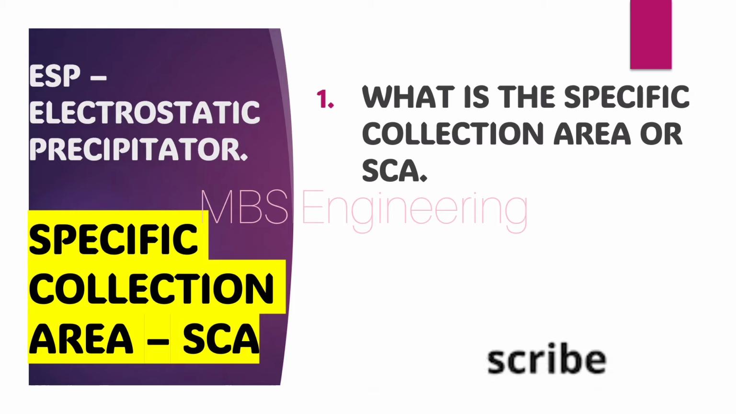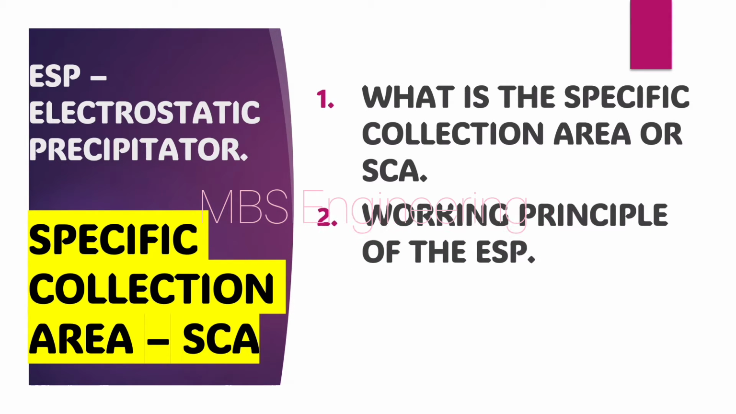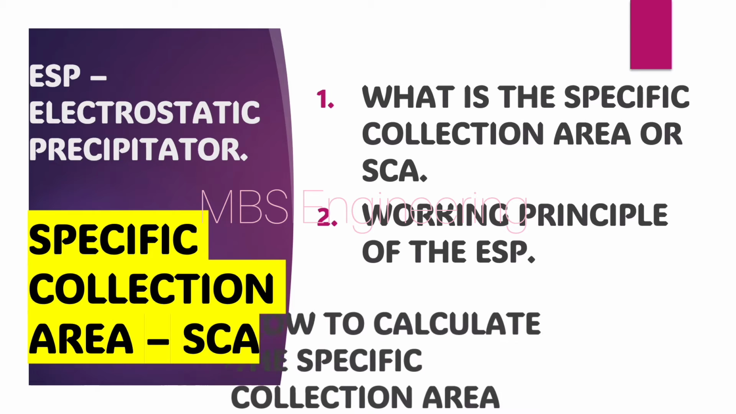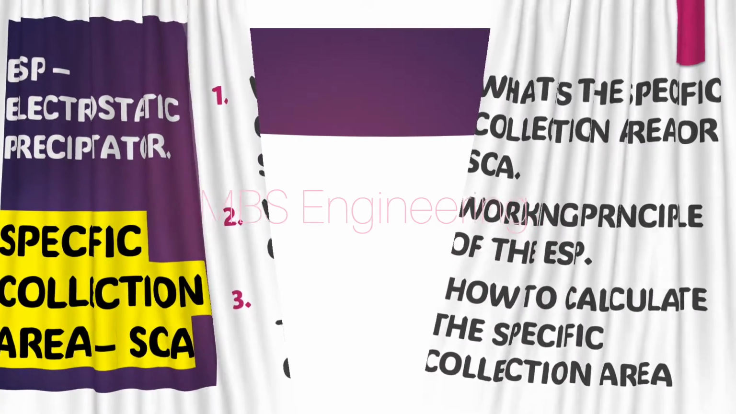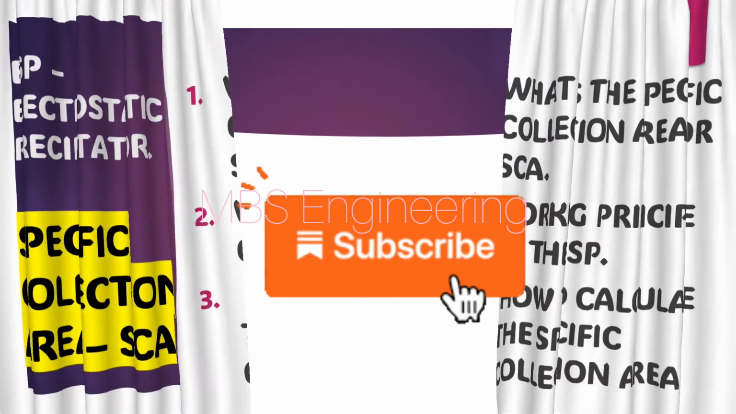We will discuss in the detailed description given below. Point number 1. What is the specific collection area or SCA? Point number 2. Working principle of the ESP. Point number 3. How to calculate the specific collection area. Before that, we understand the working principle of the ESP.